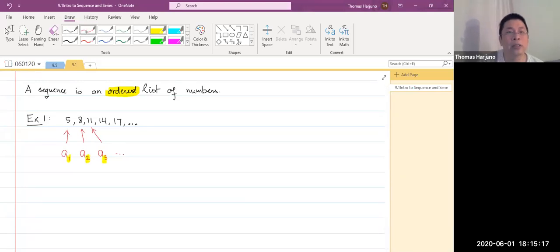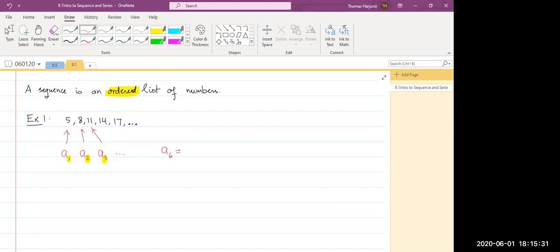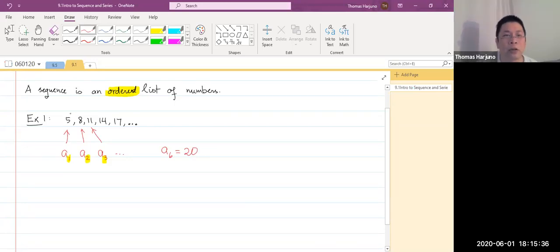So in this case, if I ask further, can you tell what is the sixth term? Anybody can tell? 20. 20, that's right. Because from here you see a pattern that to get the next term, I keep on adding 3. I add 3, I add 3, I add 3, and on. Now, that's an example of a sequence.